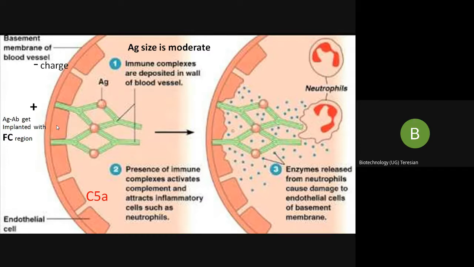As a result, there is destruction of the endothelial cells of the blood vessels. The basement membrane is exposed. The inflammatory response also results in increased permeability of the blood vessels. Now it starts attracting the neutrophils, and the enzymes released from the neutrophils further cause damage to the endothelial cells of the basement. You can see here.